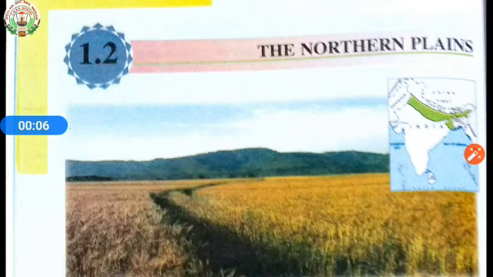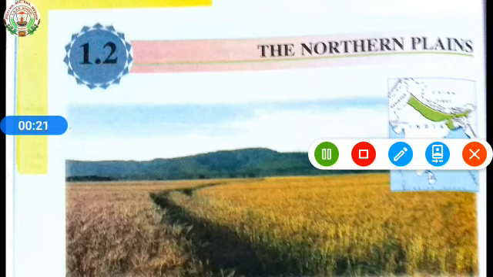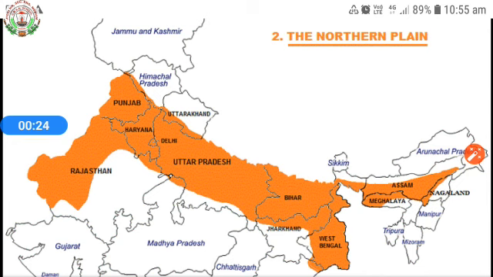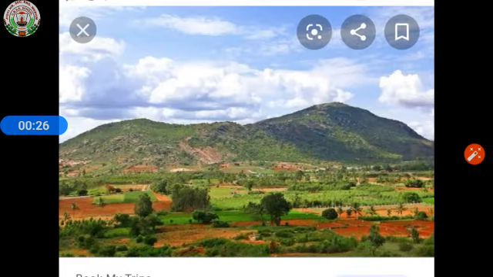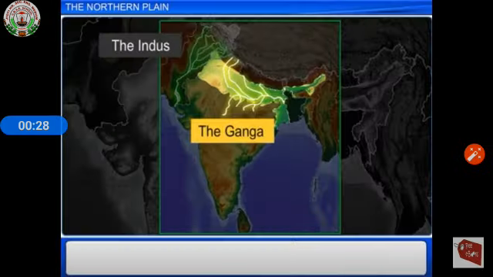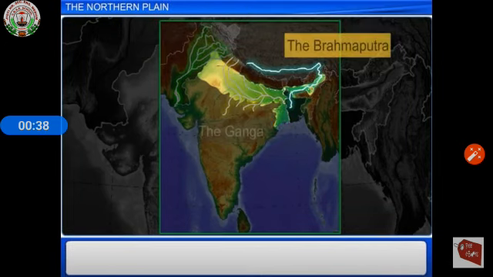Let's continue to our lesson 1.2, the Northern Plains. Yesterday, I explained to you the geographical part of the Northern Plains and how it is formed, and about the basin, plateau, and the classification of the Northern Plains, that is the Satluj Basin in the west, the Ganga Basin in the middle, and the Brahmaputra Basin in the east.